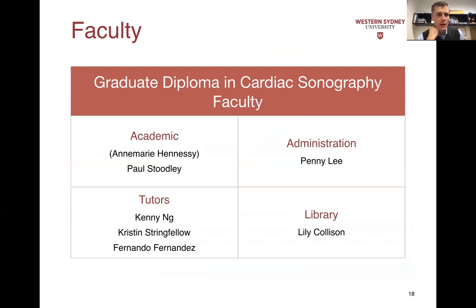The people that you'll meet are the same people. Kenny, Kristen, Fernando at the on-campus tutorial will be around, and myself too. Lily Collison, who's the librarian, you'll remember her. She gave the tutorial when you guys were on campus last semester.